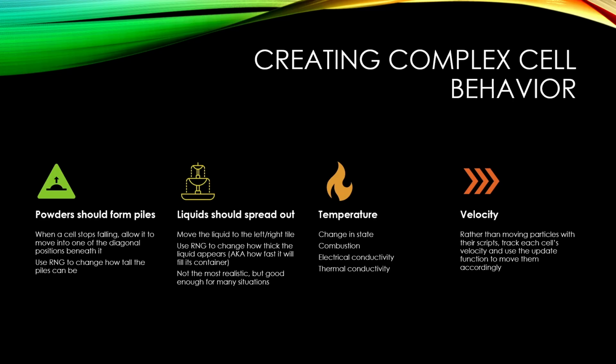Another surefire way to increase the complexity of the model is to add temperature, because this allows for a lot of different stuff, such as changing a state depending on how hot a material is, or allowing it to combust. You can also use it to simulate things like electrical or thermal conductivity.